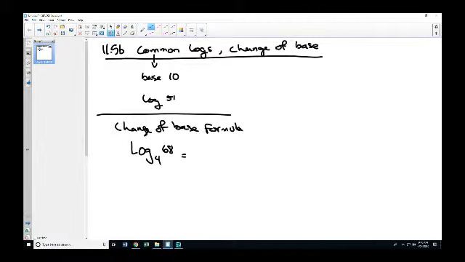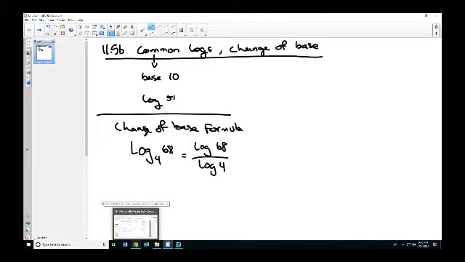Okay. So the change of base formula changes it to base 10. Or any base you want, really. You can do it with whatever base you want, but base 10 is the easiest. So this number here goes on the top, and the base here goes to the bottom, and these are both base 10 now. That's another way to deal with logs that have a funky base.